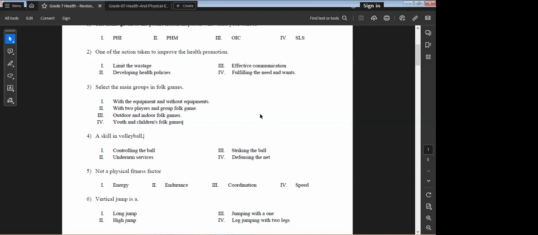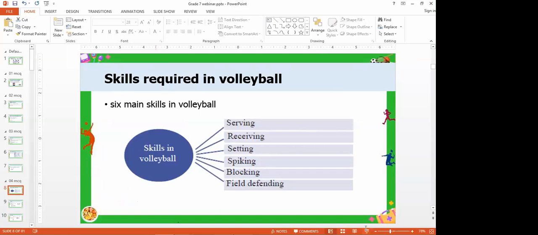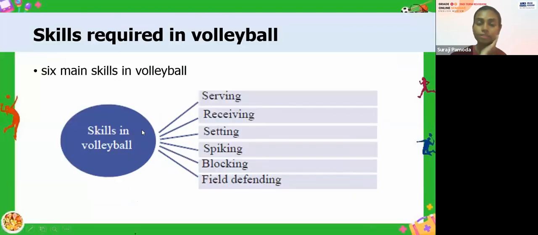So, what is the national game of Sri Lanka? Hmm? Volleyball. Volleyball, right? Okay. So volleyball is the national game of Sri Lanka, right? So every game we talked about, like volleyball, netball, football, right? All of them have a set of skills, right? So in volleyball, there are 6 main skills, right? Here you can see serving, receiving, setting, spiking, blocking, field defending. Those are the 6 main skills in volleyball, right? So at your level, in your grade, you have to know about serving and receiving mainly, right?